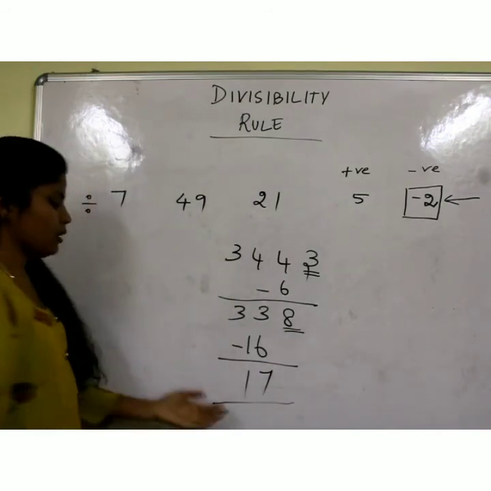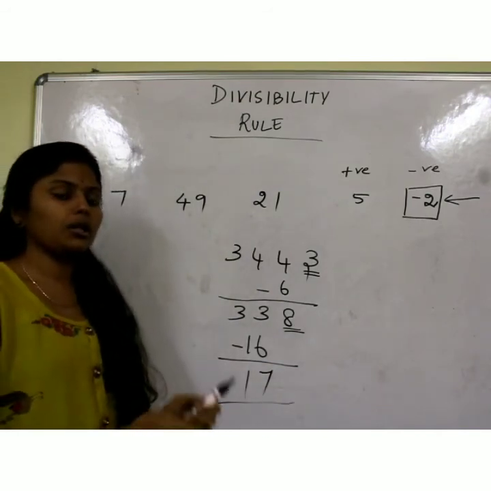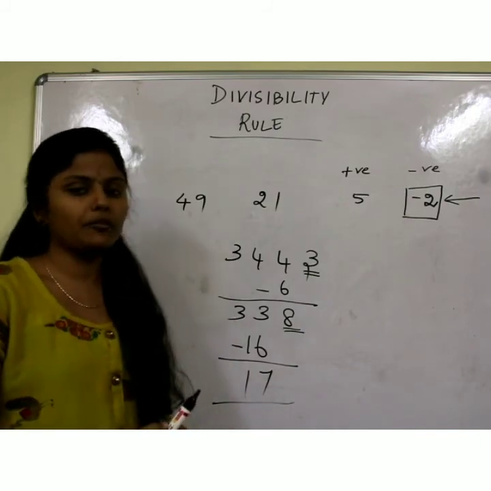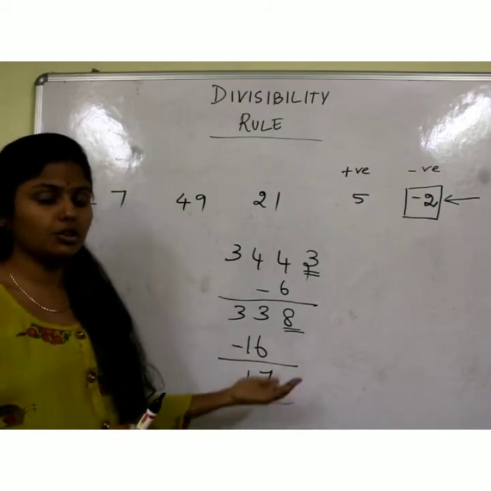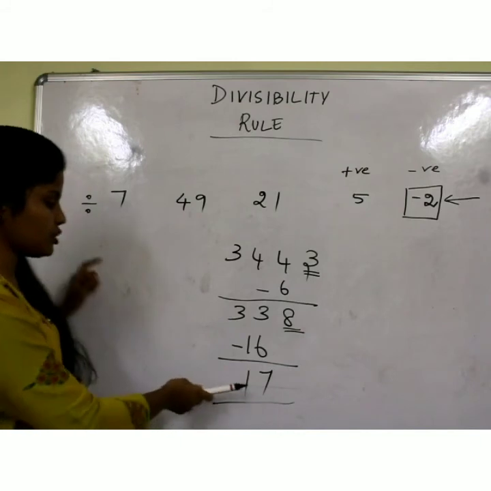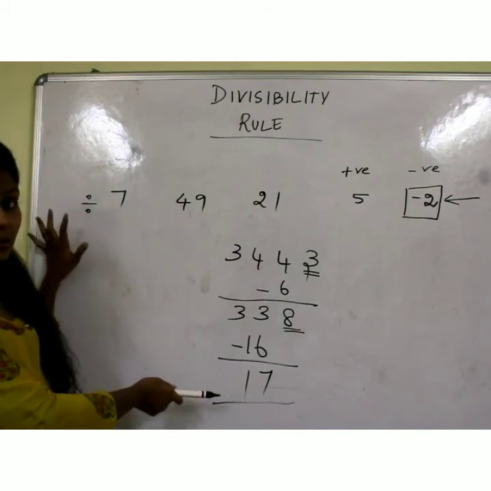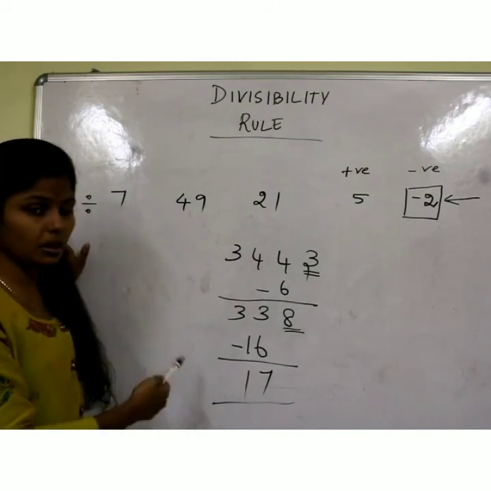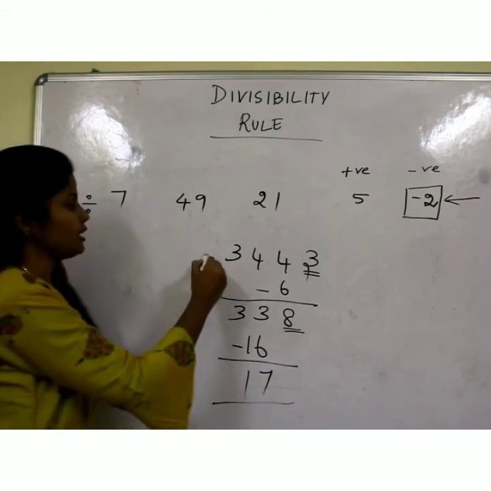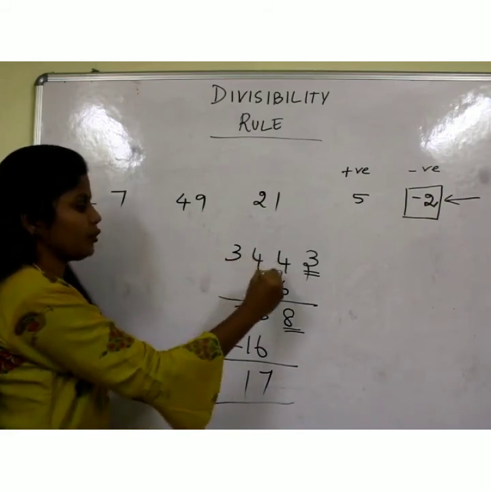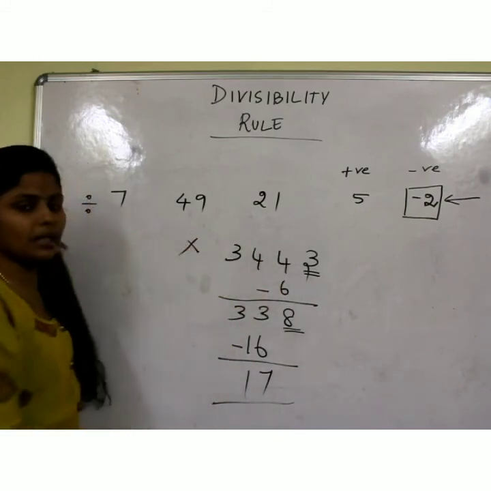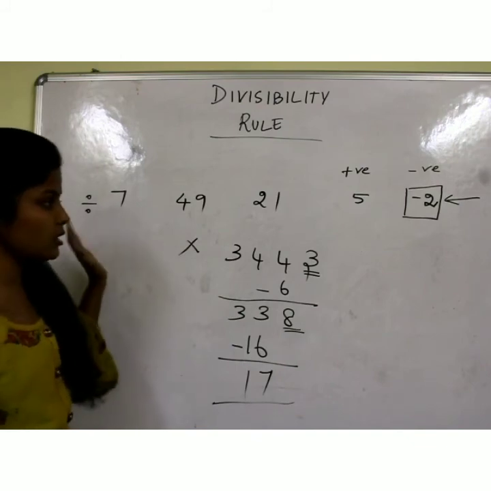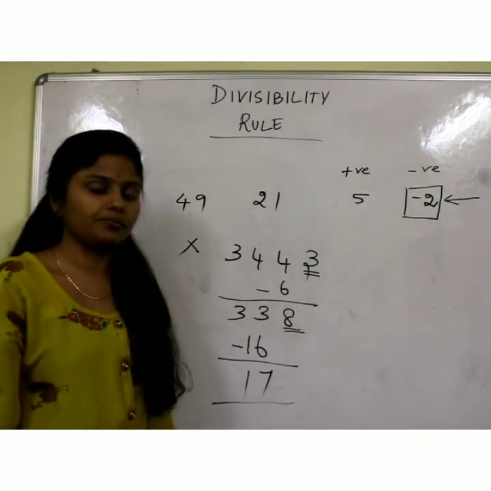So now you have a 2-digit number. It's up to your comfort whether you go until a single digit or a 2-digit. Now I want to check whether 17 is divisible by 7. Of course 17 is not a multiple of 7. So 3443 is not divisible by 7. So you can apply this for any n-digit number.